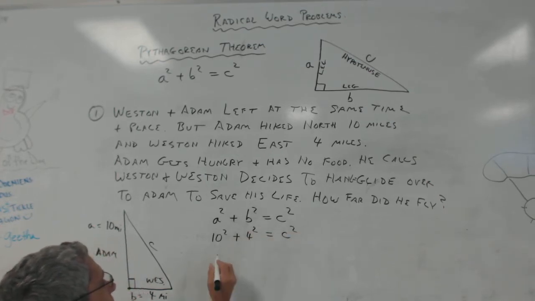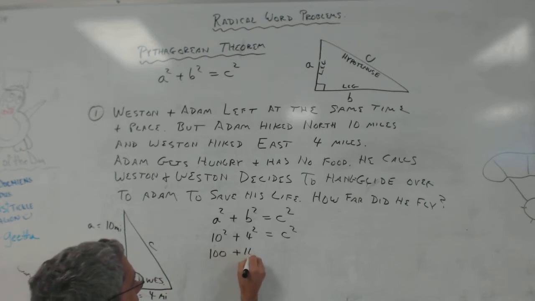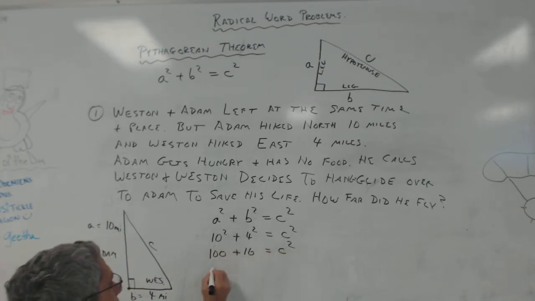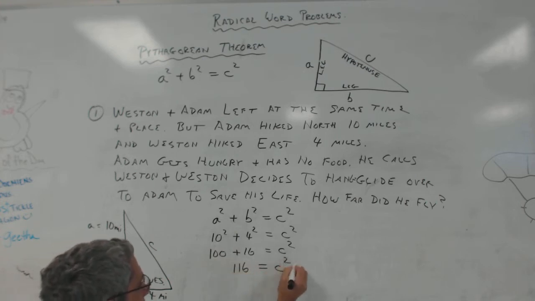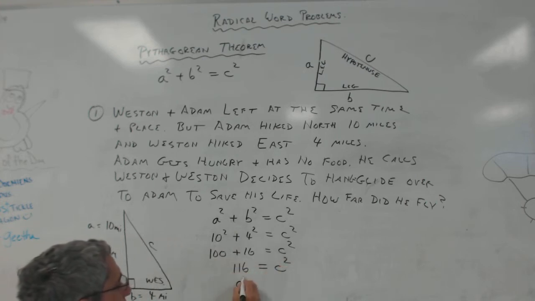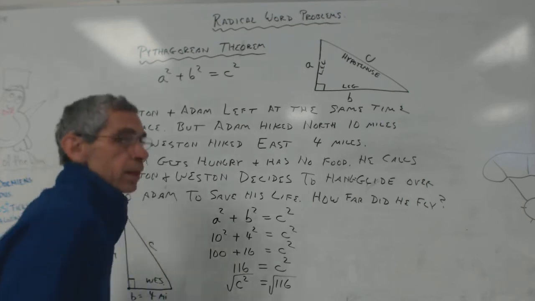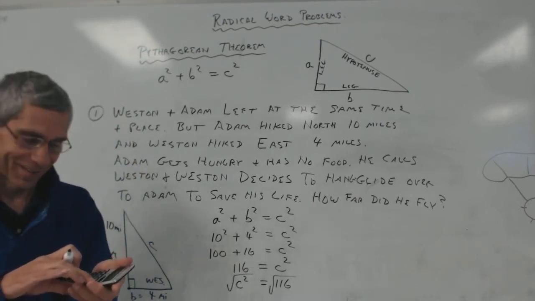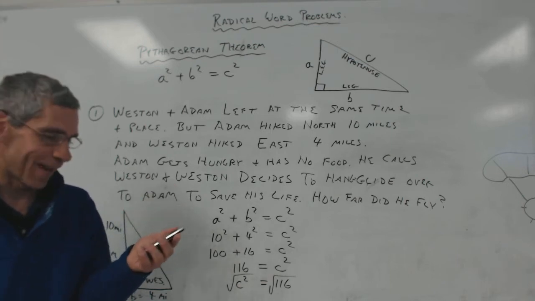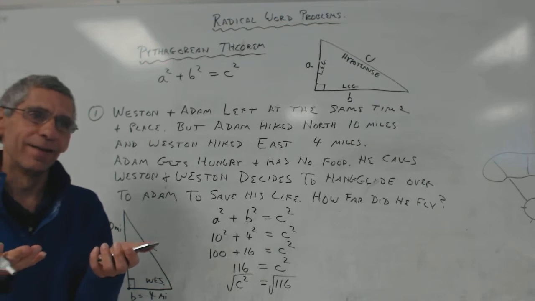It would be 100 plus 16 equals C squared. 116 equals C squared. Now what? I'm going to put my C squared on the left. Take the square root of both sides. So what you do is you take out your handy dandy calculator, right? That you happen to have.